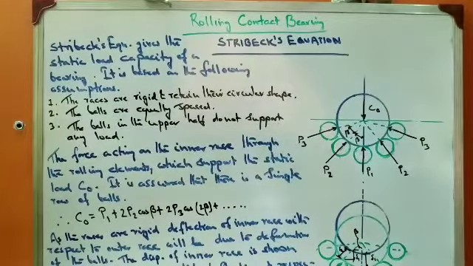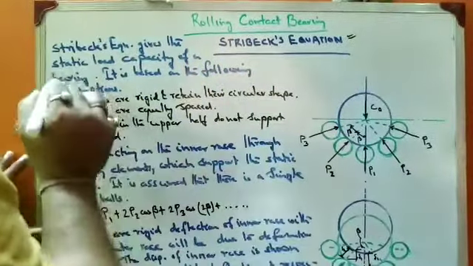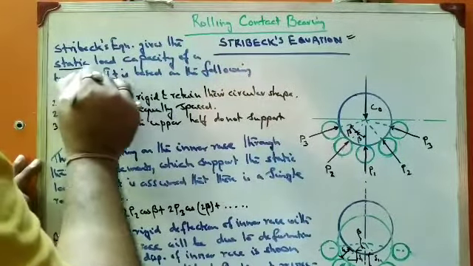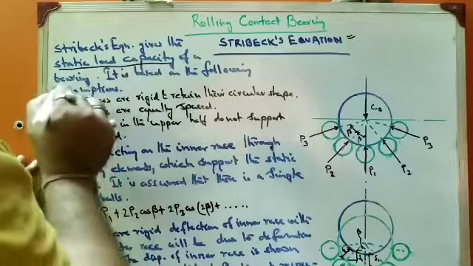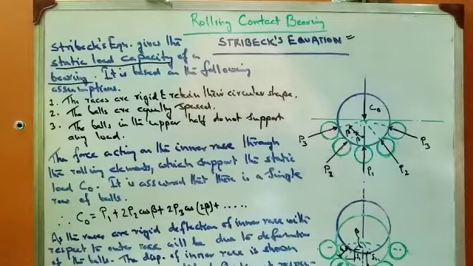Now we come to Hodgkins equation, which is an important criterion for determining the load capacity of a bearing. This Hodgkins equation is an important criterion for determining the static load capacity of a bearing. It is based on the following assumptions.